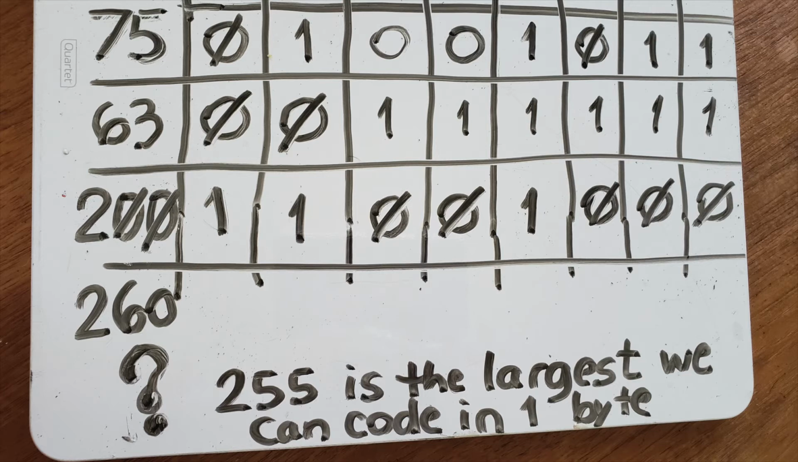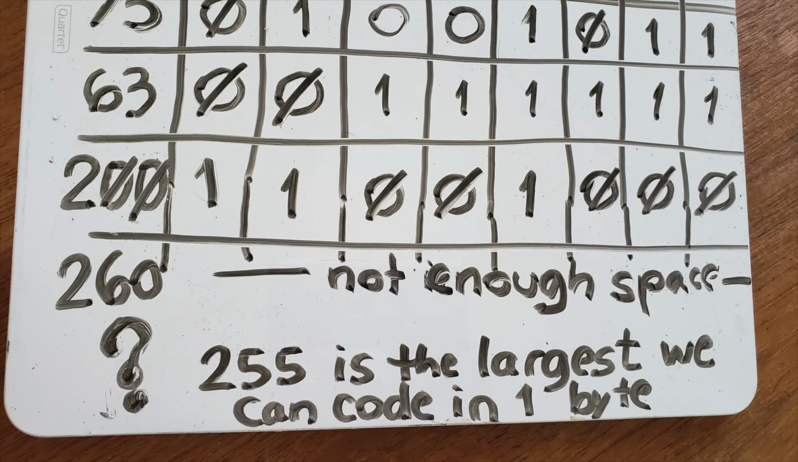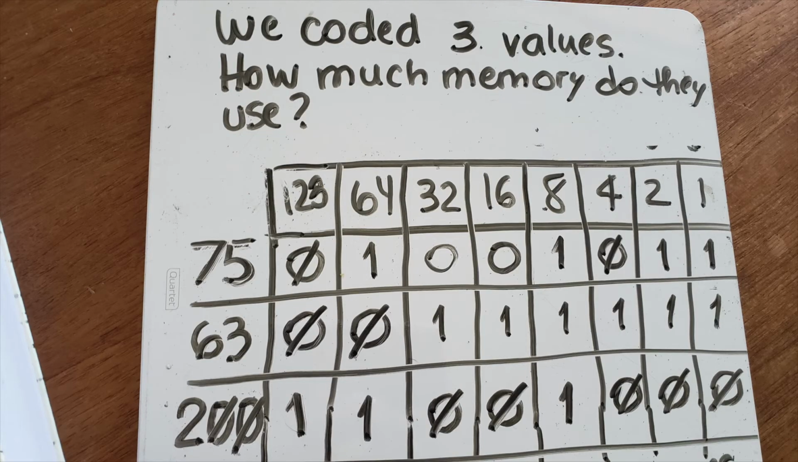So what about 260? We figure out that 255 is the largest we can code in 1 byte. So we don't have enough space to code 260. We would need more than 1 byte of memory to code the value 260. So if I give you 1 byte, you don't code it, you just say it's too large.